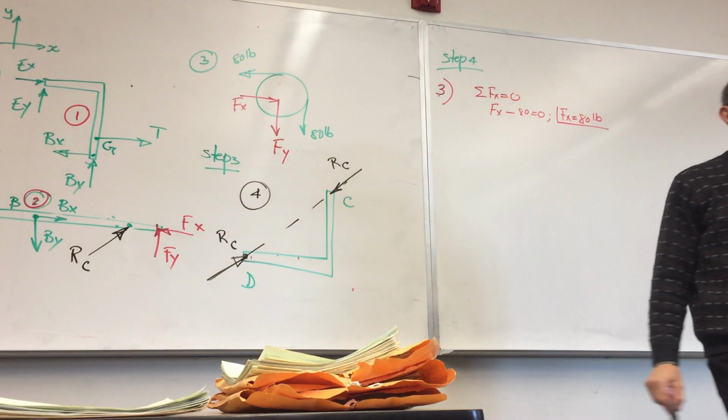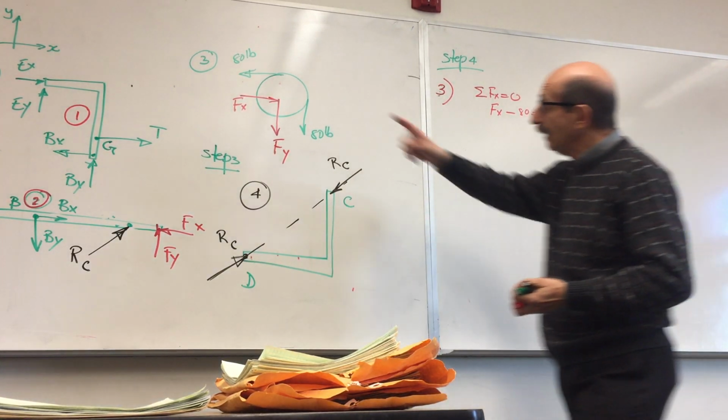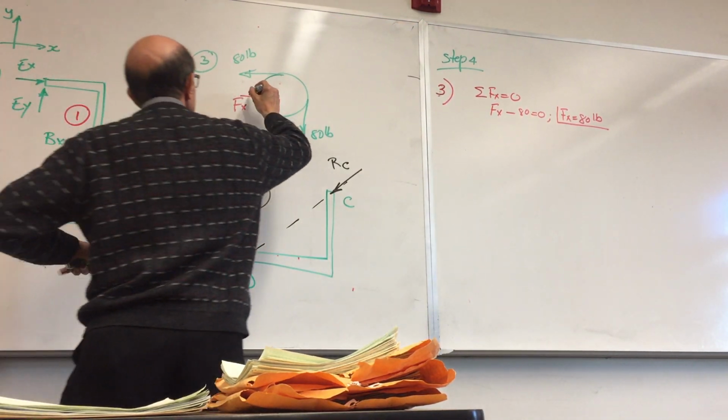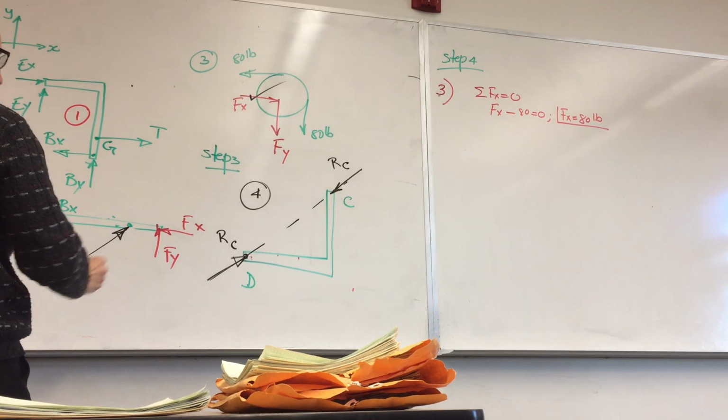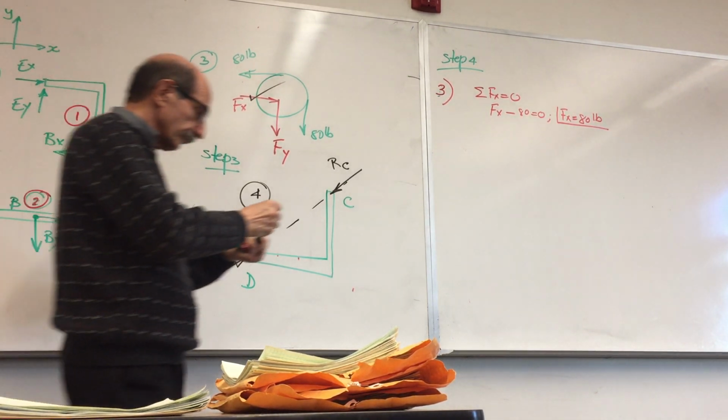As soon as you find one of the unknowns, mark that on every single free body diagram that it appears. So I have that here. So I put a check mark here, and I put a check mark here. Because I'm going to find out how many unknowns I have left on each free body diagram. That helps me that way.